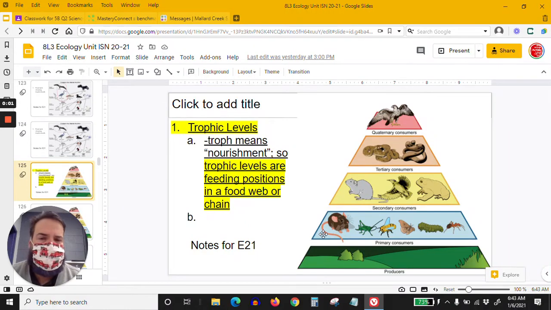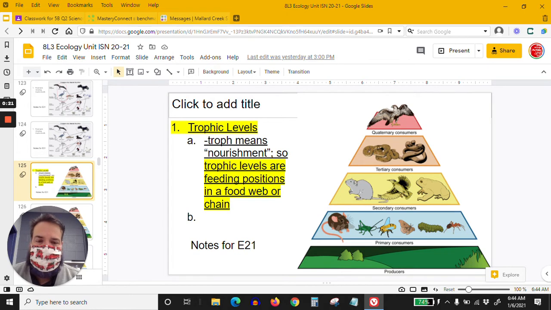As promised, these are the notes on trophic levels. Alright, so troph means nourishment or food. So an ic, as we talked about, means having to do with. So trophic levels have to do with the feeding position in a food web or food chain.